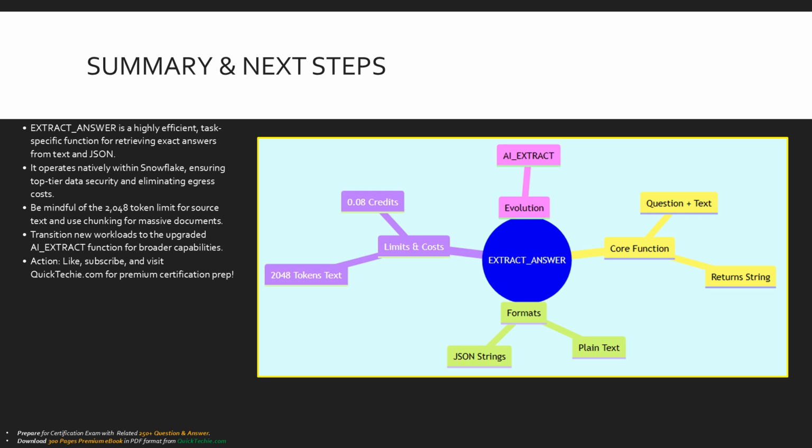This final mind map summarizes our entire lesson. At the core, extract answer takes a question and text to return a string. It flexibly handles plain text and JSON strings. It is bound by highly efficient limits, 2048 tokens for text, costing a fraction of a credit. And finally, we look to the future evolution with the AI extract function. Keep this mental model handy as you build your next generation of AI data pipelines.